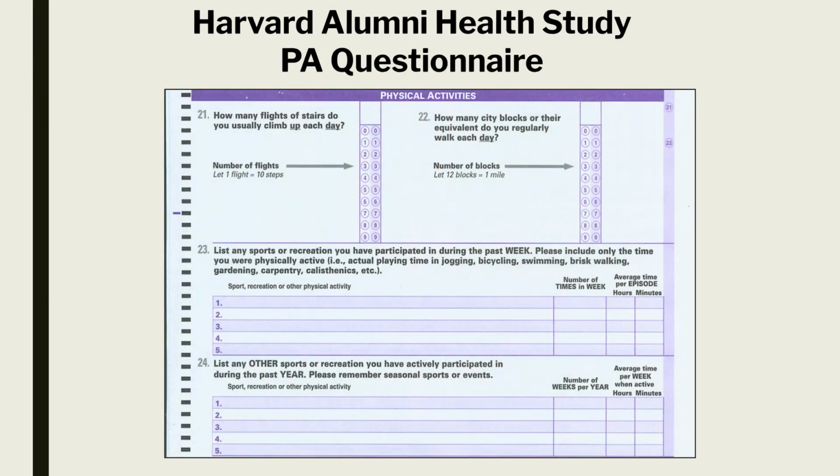This is a sample of the physical activity questionnaire used in the Harvard Alumni Health Study. It includes questions on daily activities such as stair climbing and walking, as well as structured exercise. Participants also reported the type, frequency, and duration of physical activities over both the past week and the past year. These responses were then used to estimate overall energy expenditure and physical activity levels.